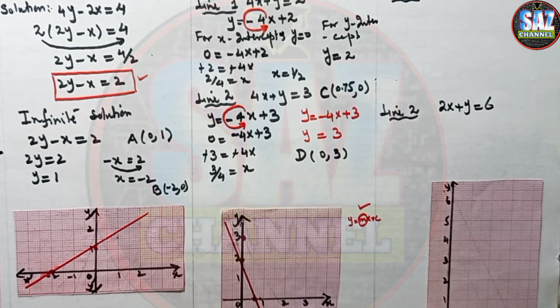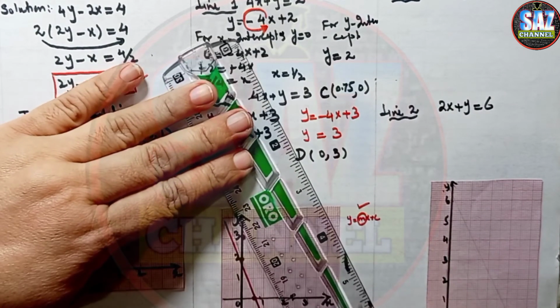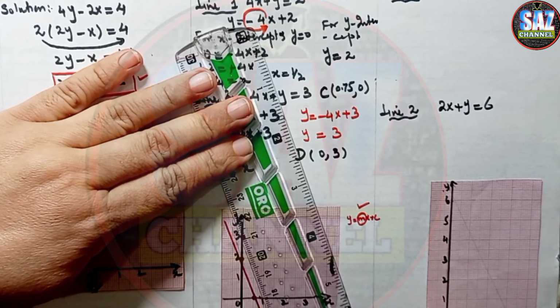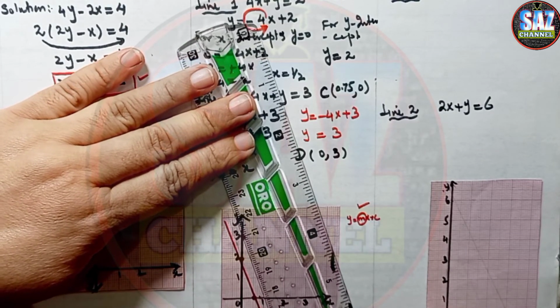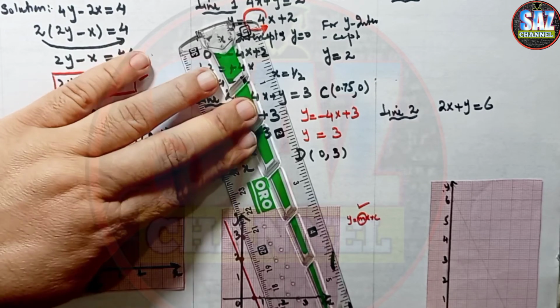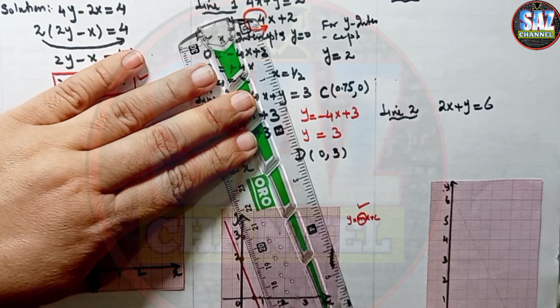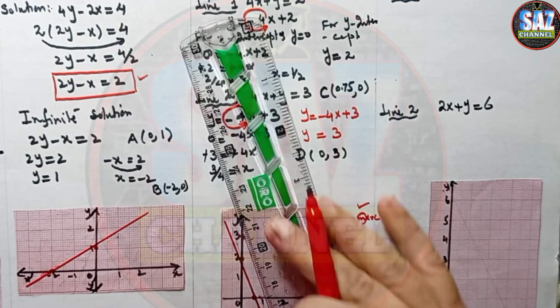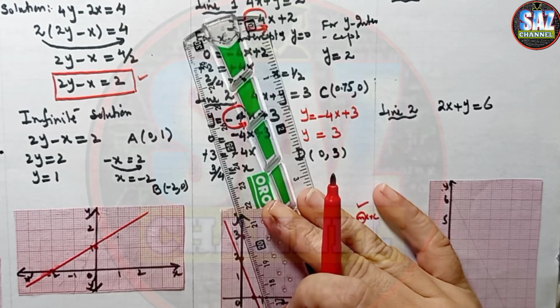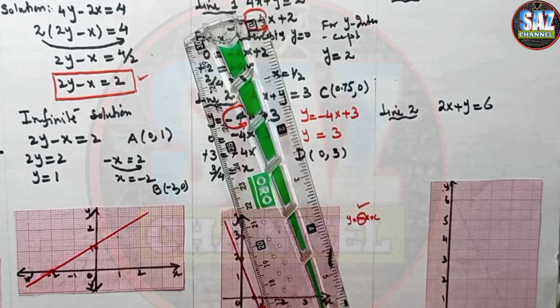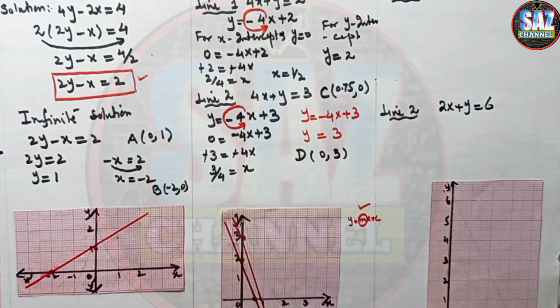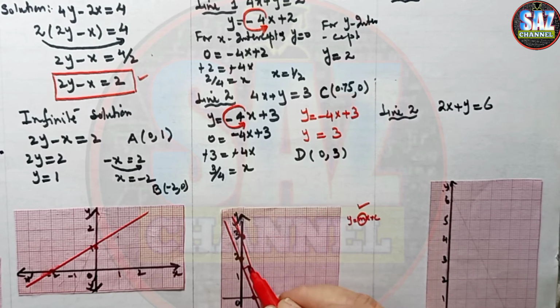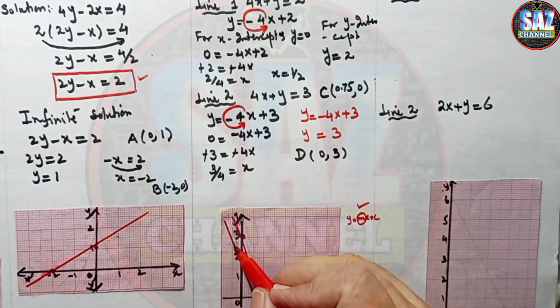So I have to draw the line carefully that should pass through these 2 points. Okay, and now we can see that this is the line. Let me fix my ruler first so that it should not move while drawing the line. And this is the line. Okay, and we can see that these 2 lines are parallel, and they are not meeting at any point.